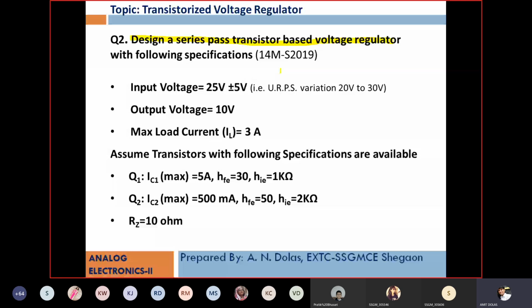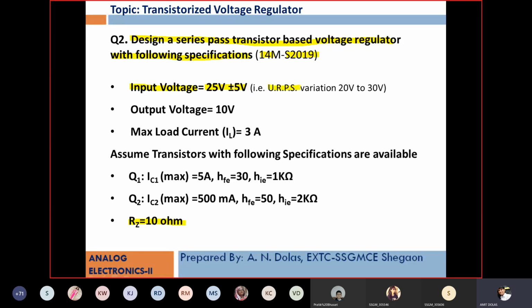I have added one more thing here. I have given the Zener resistance of 10 ohm to find the stability factor, because in the earlier numerical we have not considered stability factor. If you want to calculate stability factor, you have to remember one formula, which will be in this PPT at the last. So the input voltage is 25 volt, which may vary plus minus 5 volt.